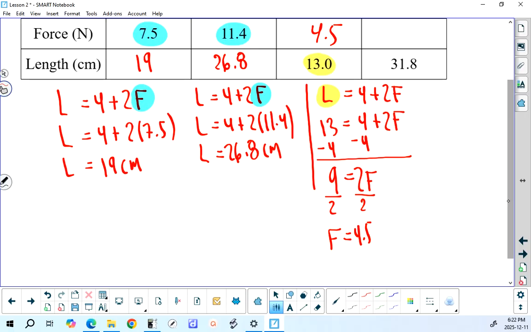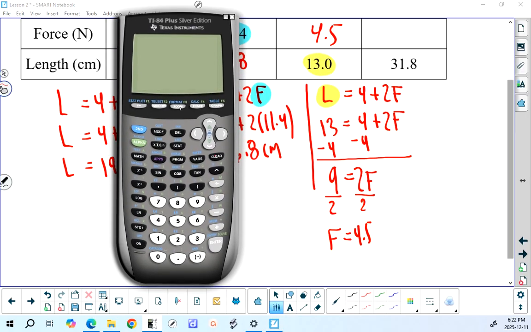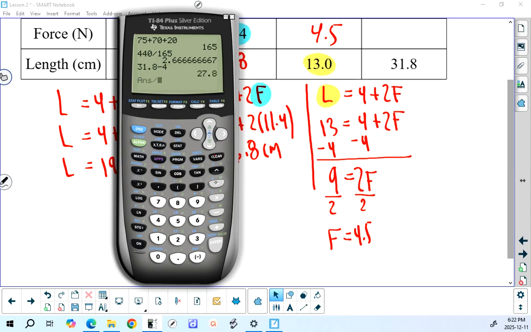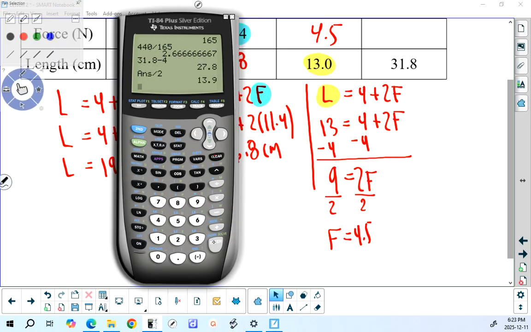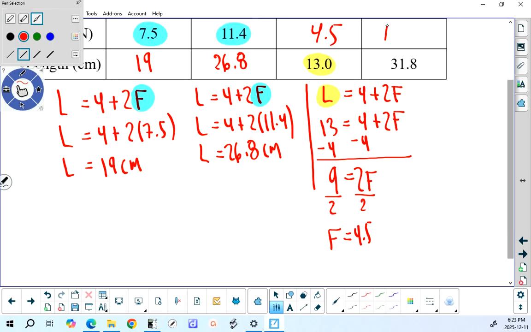If you do use 31.8 and you calculate the force, you're going to have to take the 31.8. I won't show the work, but I'll just do it on my calculator so you have an answer. You're going to take the 31.8 and subtract the 4, and that will give you 2F, and when you divide by 2, you'll get 13.9. So if you are interested in this final piece of this puzzle, this is 13.9.